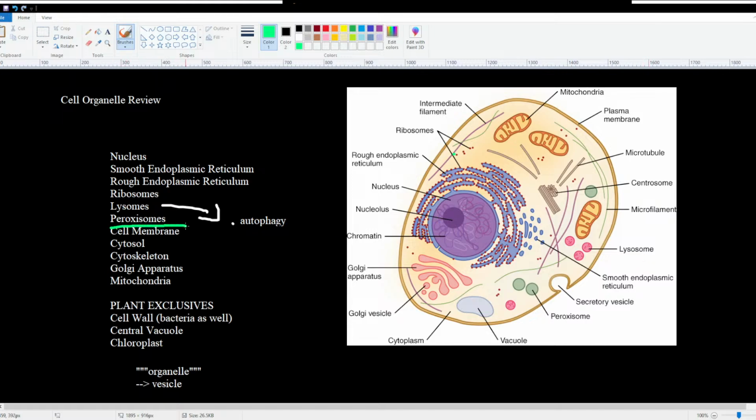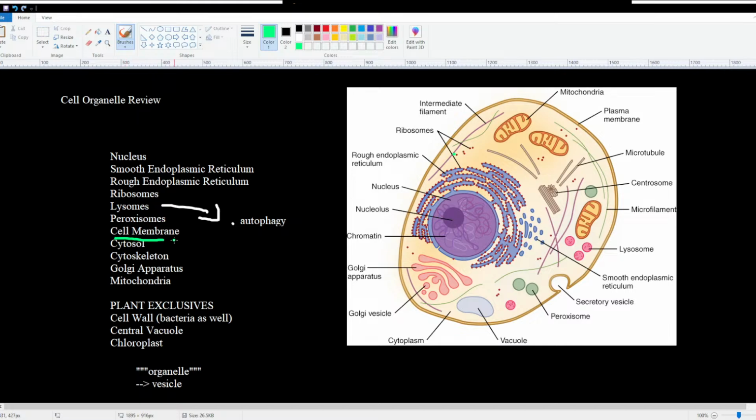So how about peroxisomes? I don't think peroxisomes are labeled here. Oh wait, here we go. Peroxisomes are just like lysosomes, but more specific. Peroxisomes break down peroxides. That's really all you need to know, and it's not something you need to focus on. Peroxides are dangerous to the cell because they can cause genetic mutations.